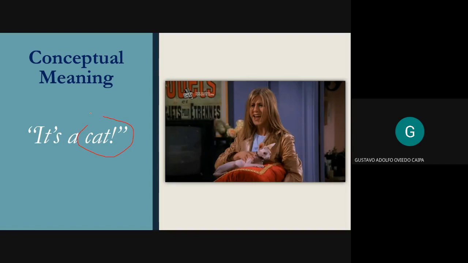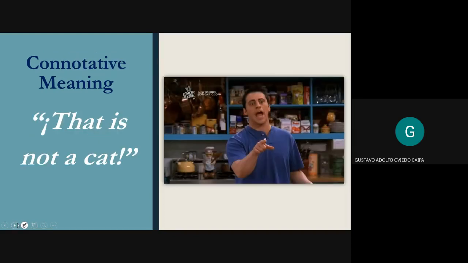So it has every genetic characteristic and every experiential characteristic to be a cat, right? So it's the literal meaning of the word cat, simple as that can be. But then he says, "That is not a cat." That is not a cat. So this is more related, or we can relate it, to connotative meaning.